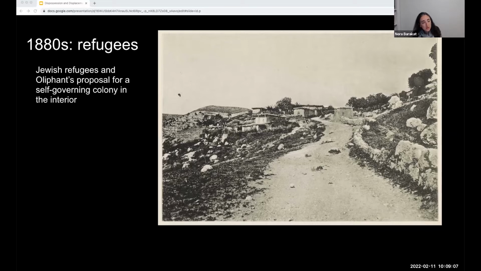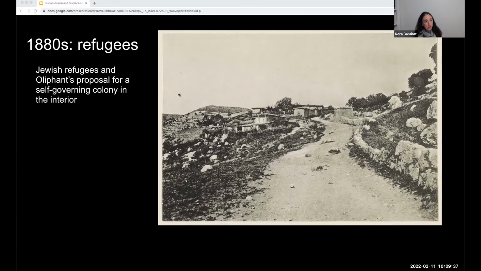And he wants to do this by dispossessing indigenous Bedouin inhabitants and turning them into wage laborers. And he's quite explicit about that plan. He presents this to the Ottoman government in 1880, and it sparks this very long-standing debate among Ottoman officials. The more well-known side of that debate is the eventual Ottoman rejection of Oliphant's proposal. They say that a self-governing Jewish colony would be a state within a state. It would become a foothold for foreign imperial intervention.